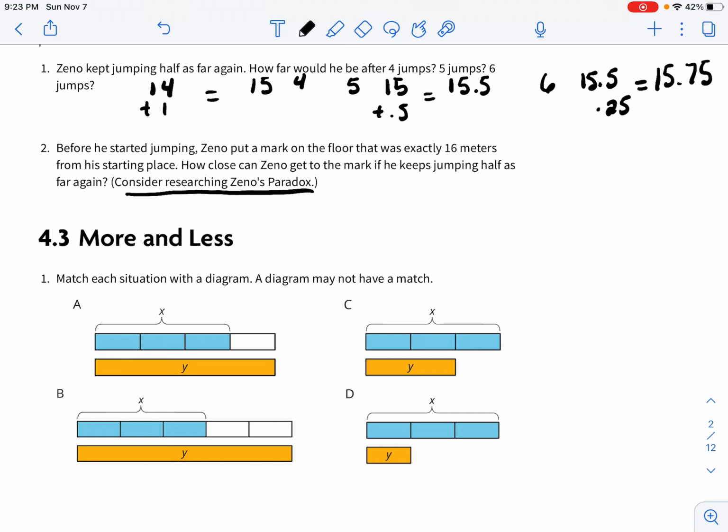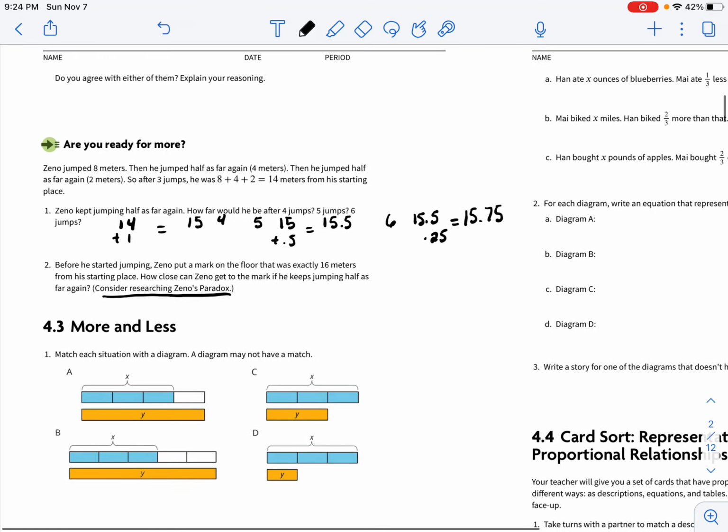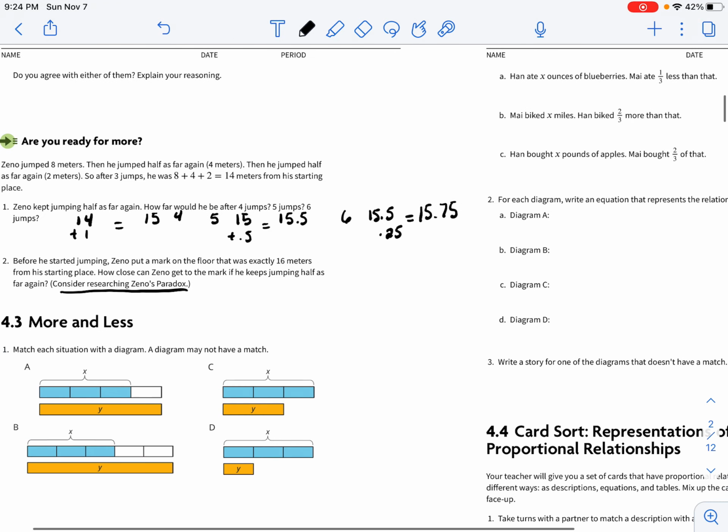Okay. The last part we're going to look at here is, can you line up tape diagrams with statements? So the statements that it's going to refer to are going to be over here. Han ate X ounces of blueberries. Maya ate a third less than that. So where's one that shows 3? If she ate a third less, this original X is broken into thirds. And so Y is 2/3, which would be 1/3 less than 3/3. So A would go with C.